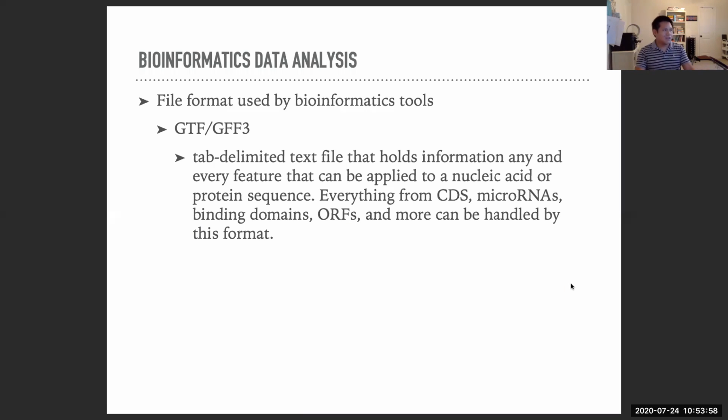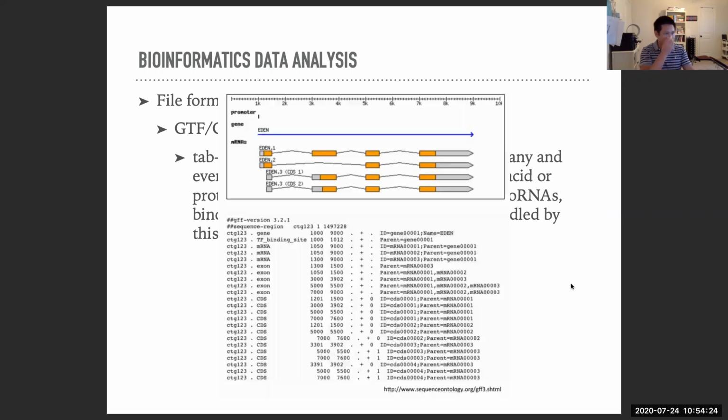So one more thing is the GTF or GFF3. It's still a text format, a tab-delimited text format. It has information about the genes, the gene structures, the coding sequences, the exons, all those things. Those are all gene annotation, so they will be saved in the GTF or GFF3 format. Here is an example.